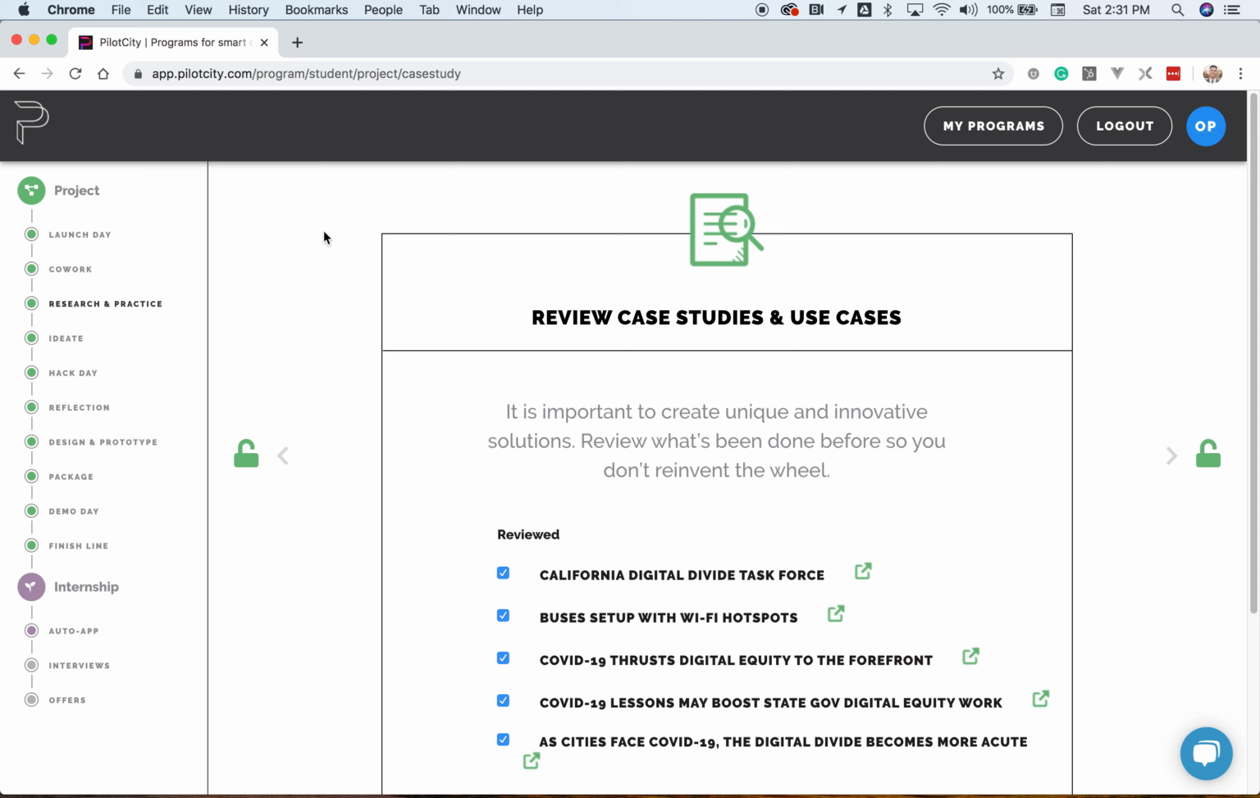Forward. We're now at research and practice. So research and practice is all about finally getting into the content, right, of what you actually need to understand about the employer and what they want from you.